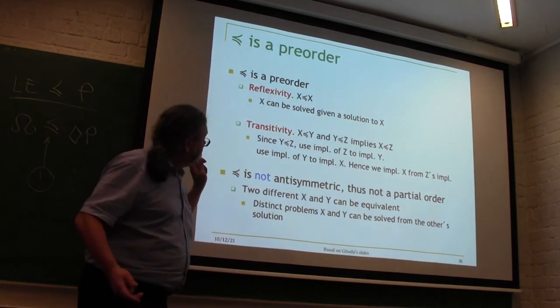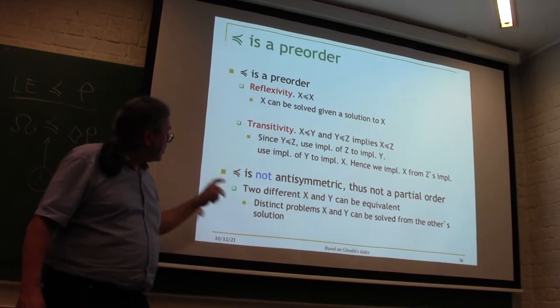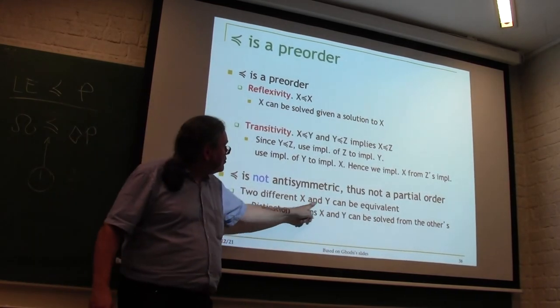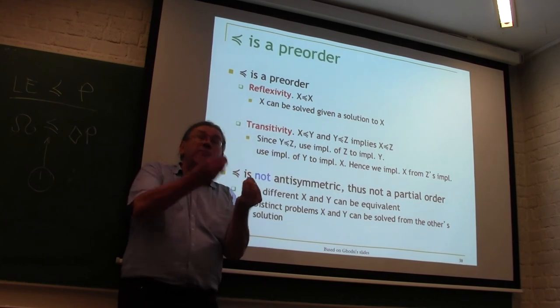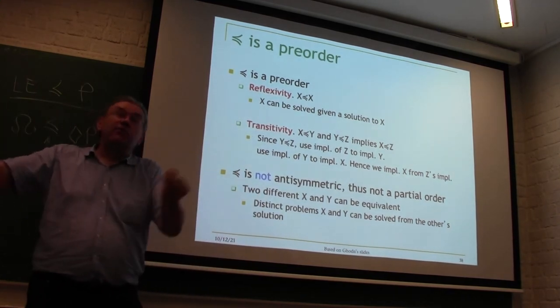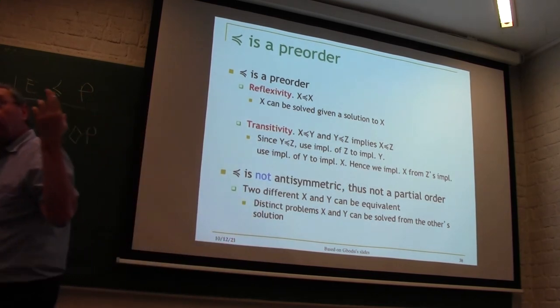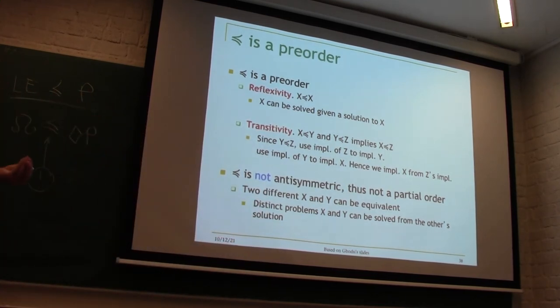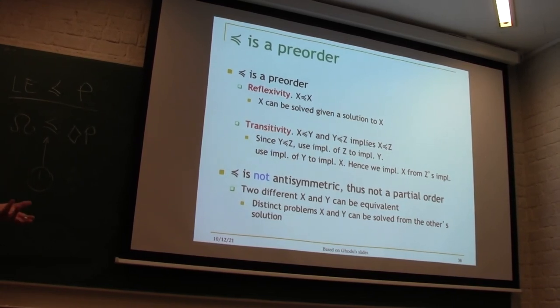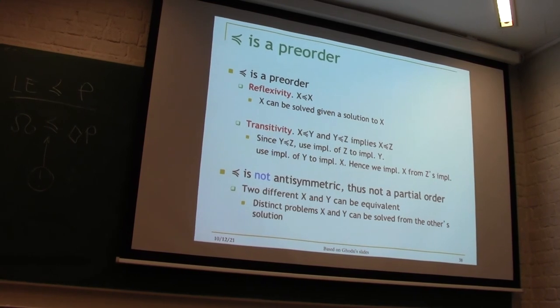It's not anti-symmetric, because you can have two different problems, and each one of them can be used to implement the other one, even though they're not the same. So remember, in the very first lecture, we had total broadcast and consensus, which were equivalent. But they're not the same problem. They have the same power. You can use each one to implement the other.